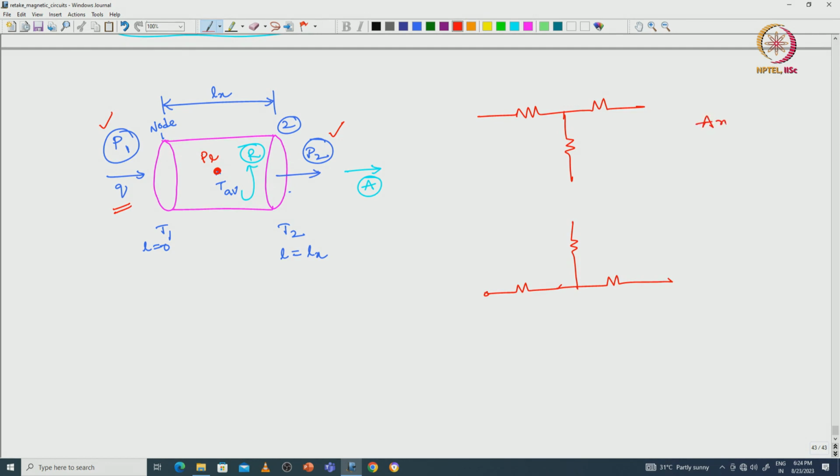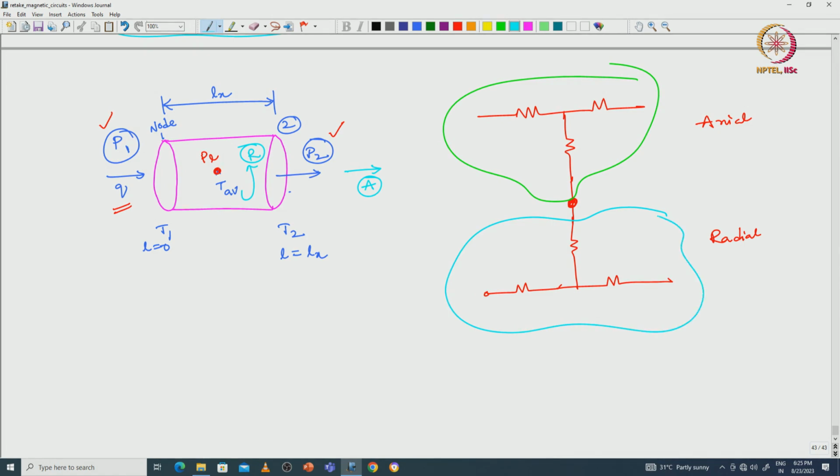This is for axial direction, this is for radial direction, and then we will add these two networks to realize the two dimensional thermal network. The accurate analysis, if we do it, is a complex task, the equations are also complex, and the thermal network will be a complex network. So to realize the simplest thermal network we will utilize the one dimensional heat flow networks, and then we will add these two networks, okay.